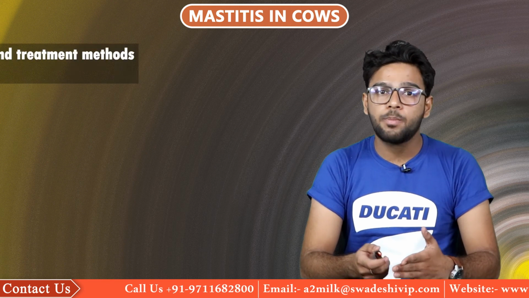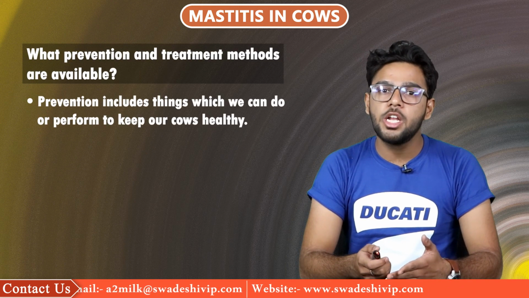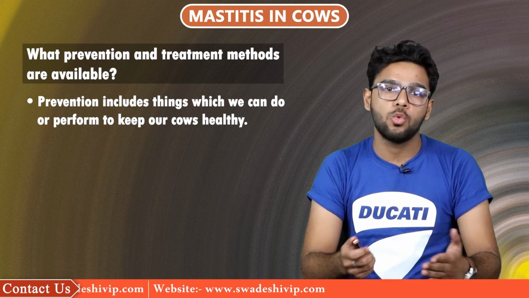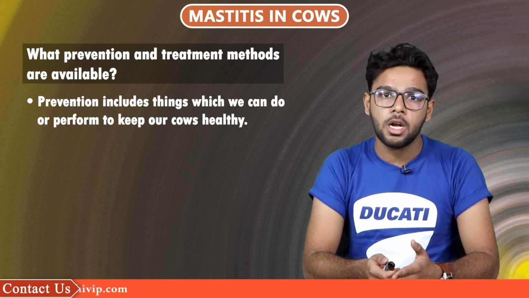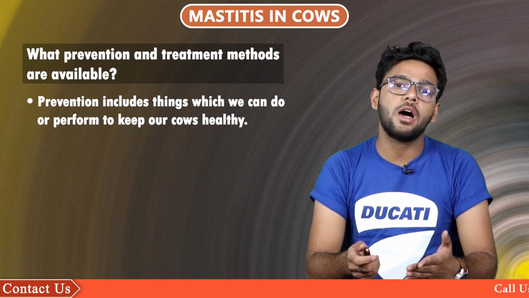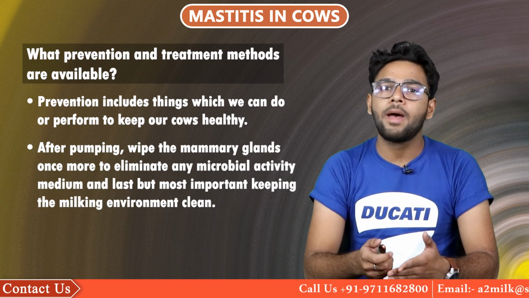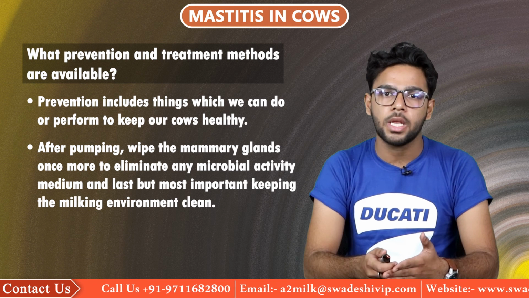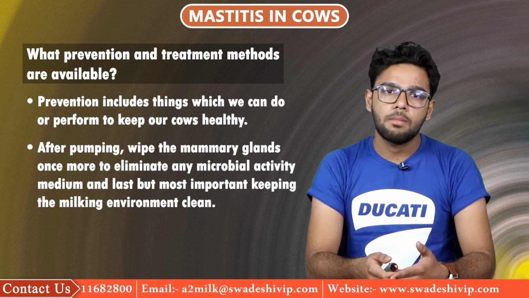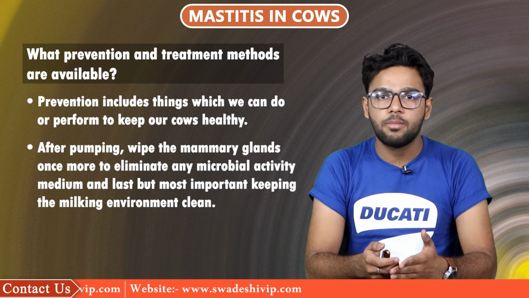Let's see what prevention and treatment methods are available till date. Prevention includes things which we can do to keep our cows healthy, like using a pre-milking udder dip or sprayer and cleaning and drying the udder before milking. After milking, wipe the mammary gland once more to eliminate any microbial activity. And last but most important, keeping the milking environment clean.